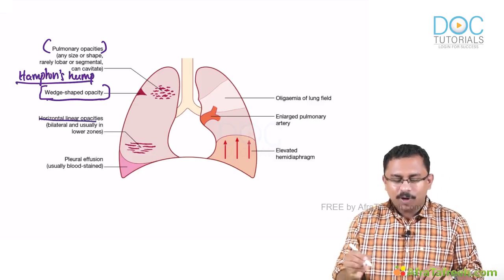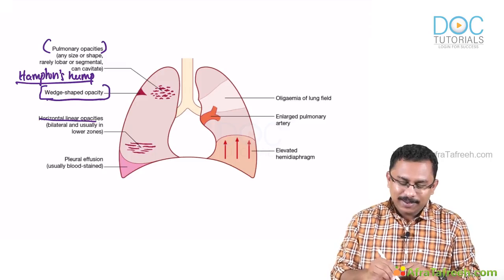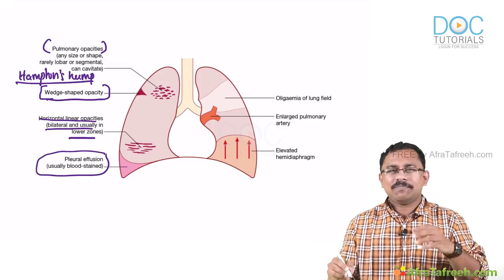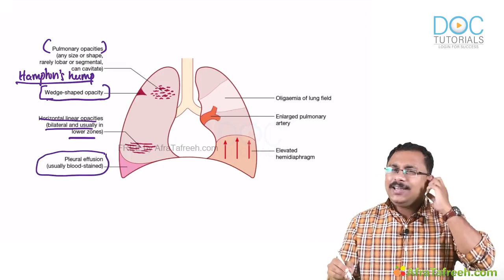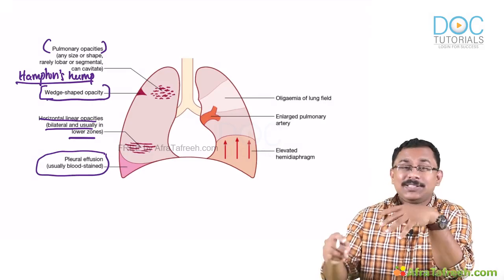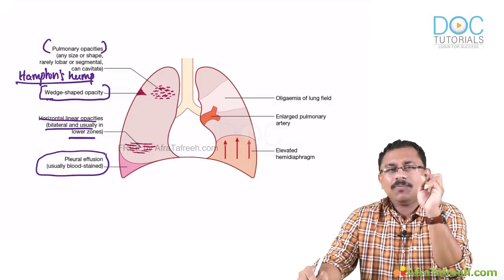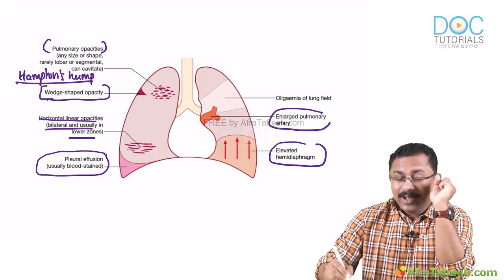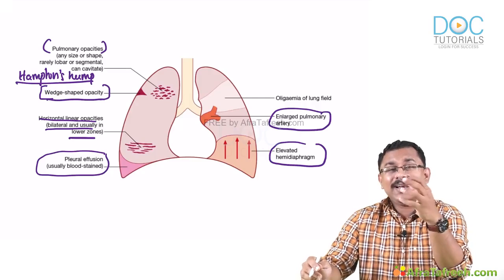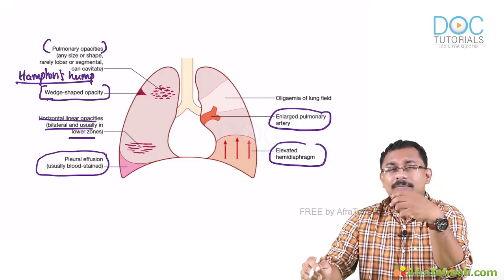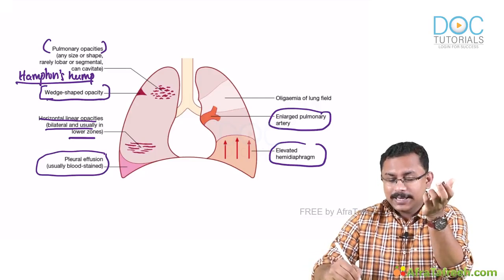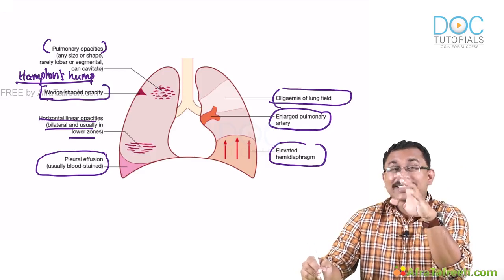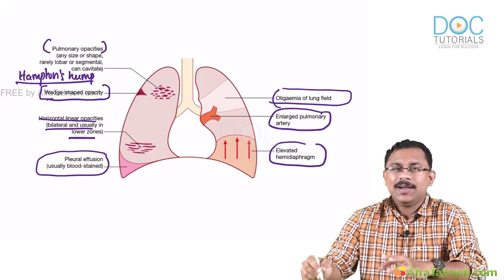And you may get linear opacities also, which may be bilateral and in the lower zones. You may get pleural effusion also, mild pleural effusion. It is not likely that a patient with a pulmonary embolism develops a massive effusion, but usually a mild to moderate effusion may be there. You may have an elevated hemidiaphragm and enlarged pulmonary artery. So either you may have an enlarged central pulmonary artery or maybe a descending pulmonary artery may be enlarged, and you may also get an oligemia of the lung fields. So these are the main X-ray changes that you are going to get in patients with pulmonary embolism.